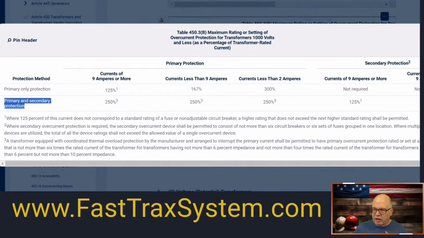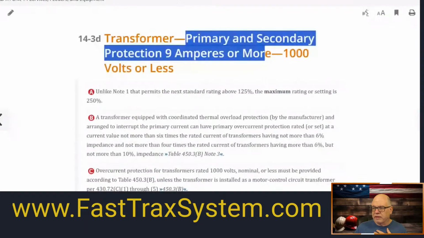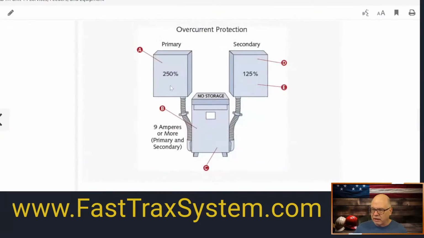We're talking about transformer protection and everything involved with primary and secondary. That's what we're going to be dealing with right now. Number 1. All right, let's look at this transformer. So here's the first one we'll look at.